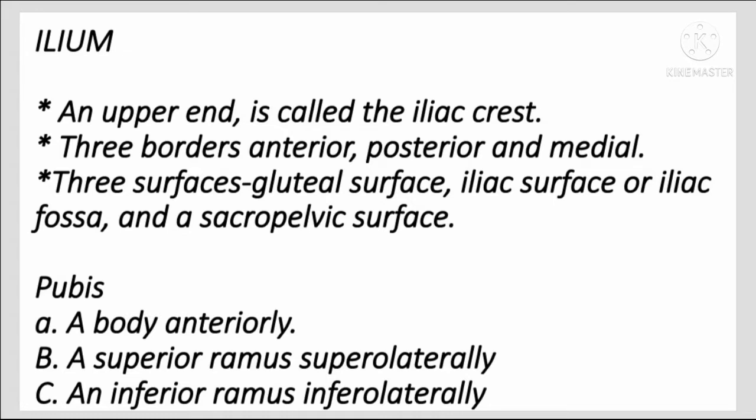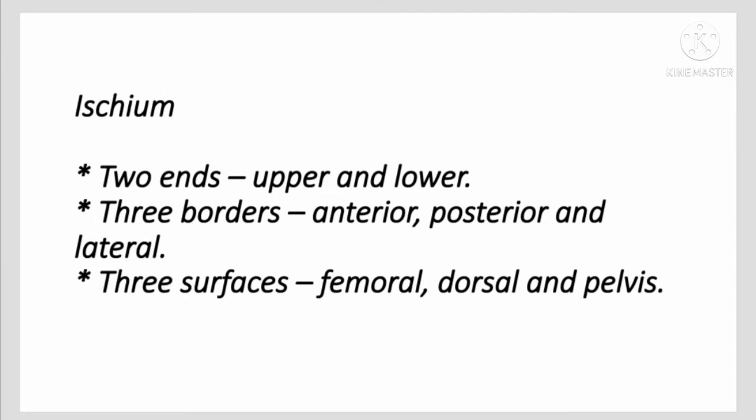Pubis, a body anteriorly, a superior ramus superiorly and an inferior ramus inferiorly. Ischium, two ends, upper and lower. Three borders: anterior, posterior and lateral. Three surfaces: femoral, dorsal and pelvic.